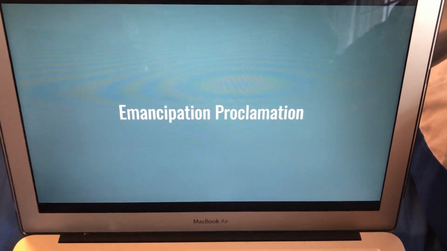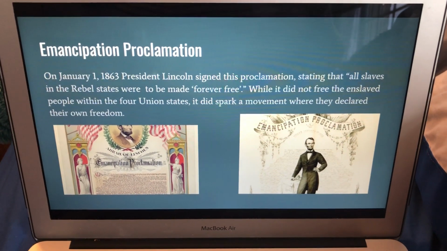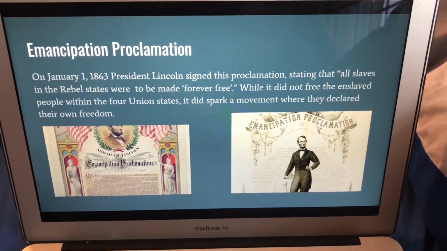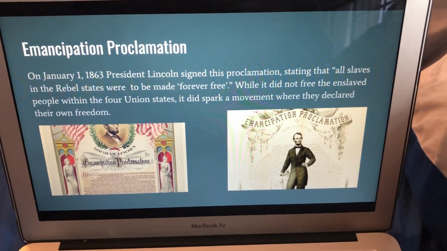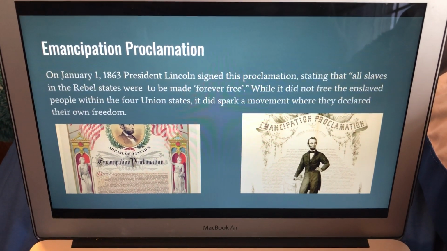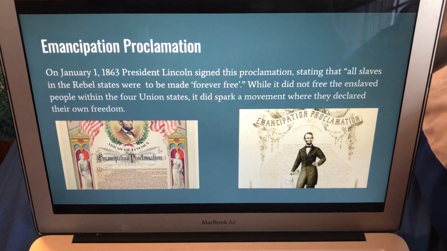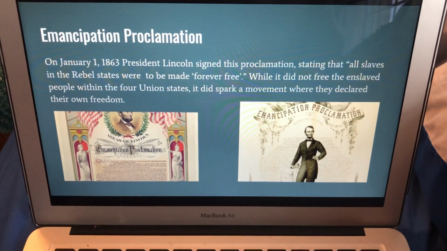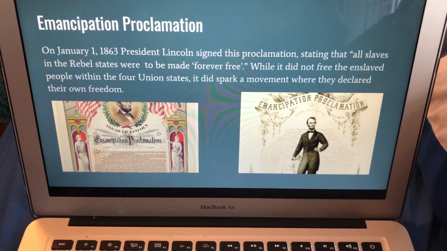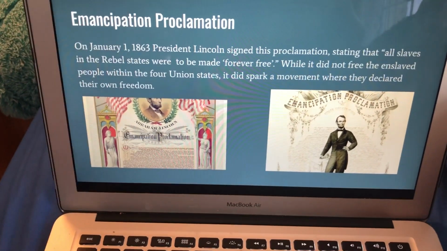So then came along the Emancipation Proclamation, and that was on January 1st, 1863, and President Lincoln signed the proclamation, and he stated, quote, "All slaves in the rebel states were to be made forever free." And while it didn't actually free all of the enslaved people within the Union states, it did spark a movement where they decided that they were just going to declare their own freedom.